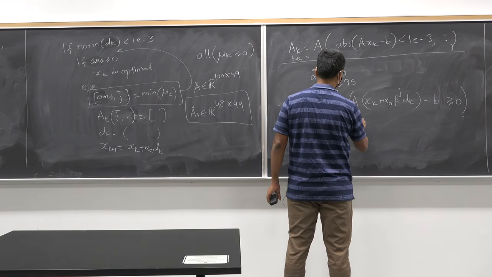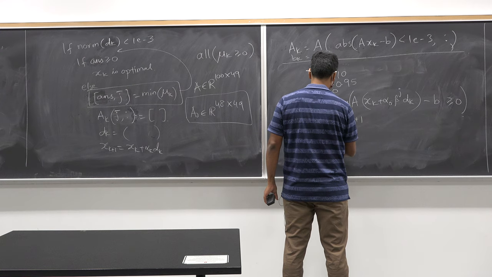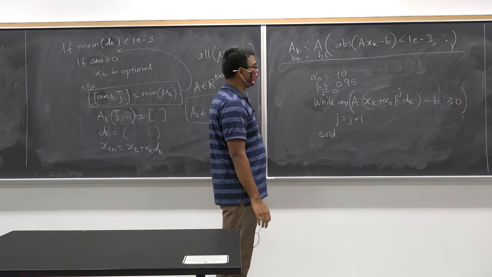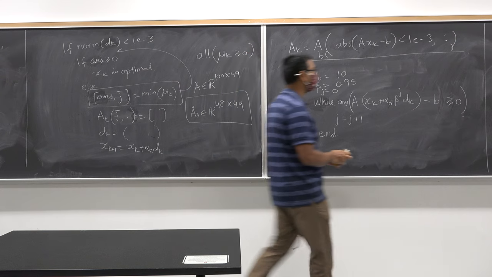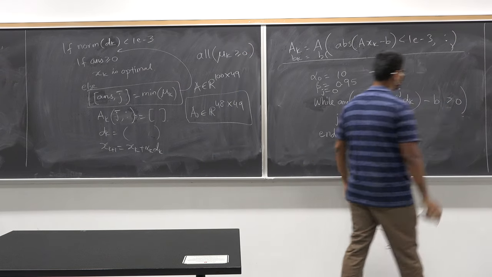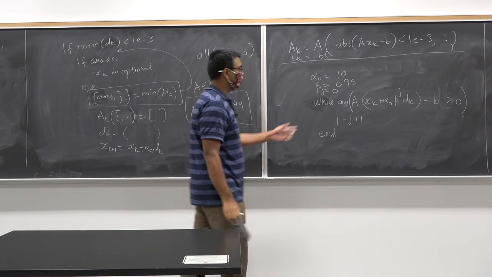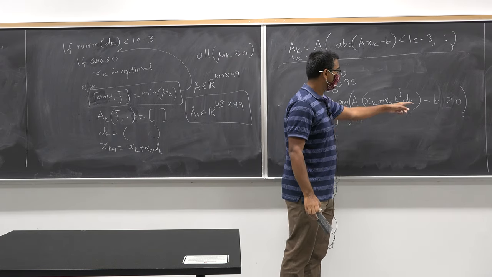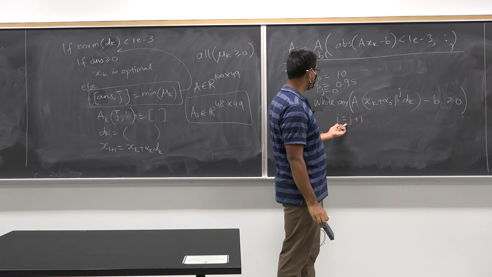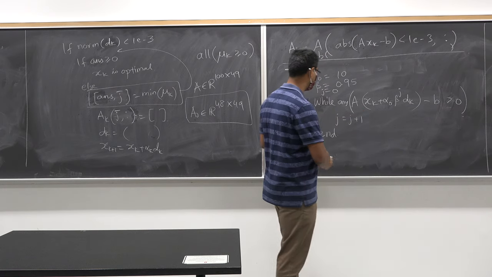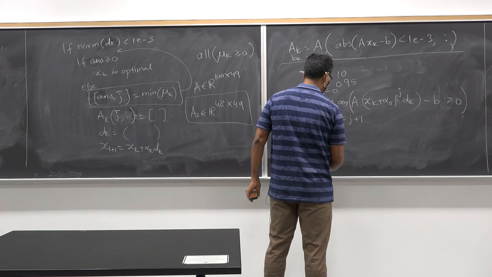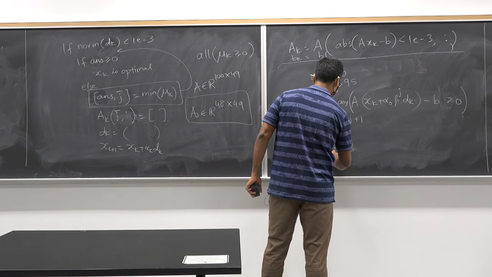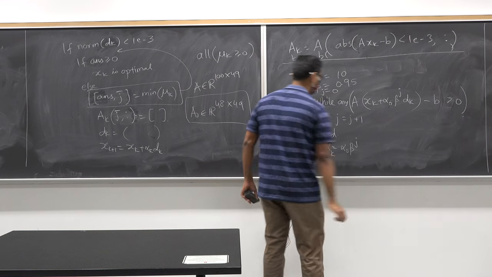j equals j plus 1. Where, or equal or just greater? Yeah, I think greater than is fine. Yeah, that's right. So if any of the elements of this vector is greater than 0, I'm going to increase the value of j and go back and check again. And then alpha would be equal to alpha naught beta raised to j.